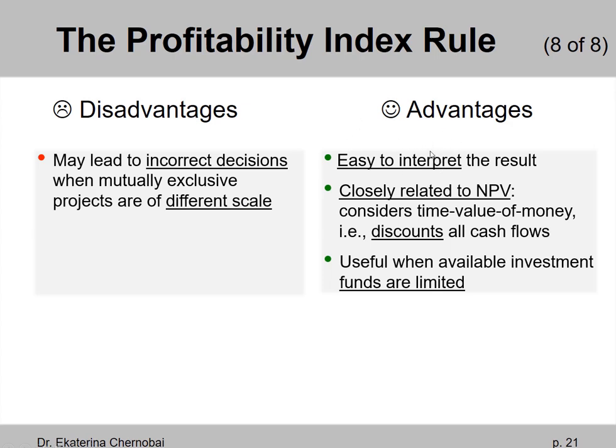Advantages of the Profitability Index rule. It's an easy to interpret result. For example, if your calculations give you 2, it means you double your money. For every dollar invested, you make $2. For every $100 invested, you make $200. Another advantage is it's closely related to the net present value approach. The whole discounting of future cash flows is done, which is the right way to incorporate the time value of money. Also, you may argue that when the available investment funds are limited, this is the appropriate approach to use.